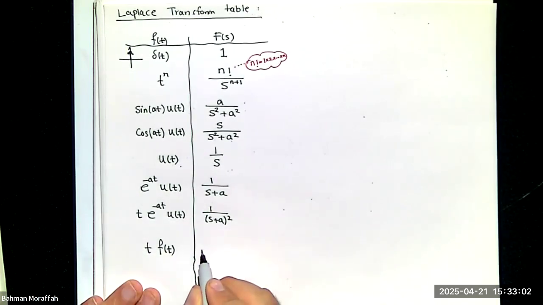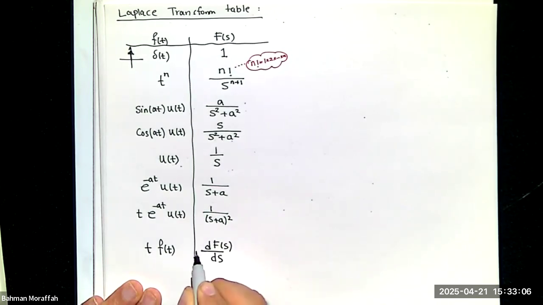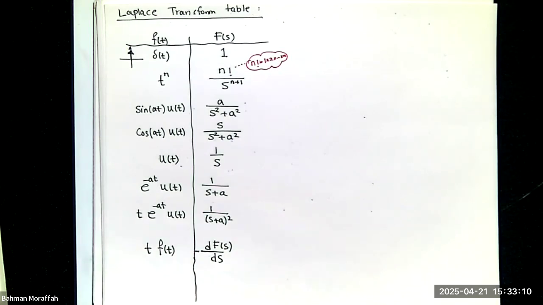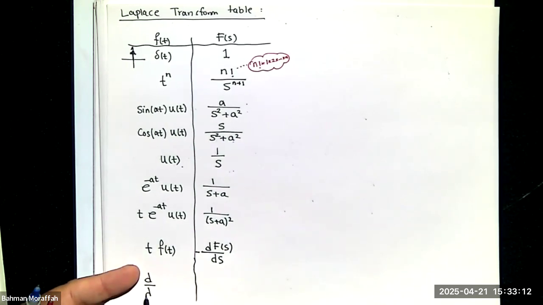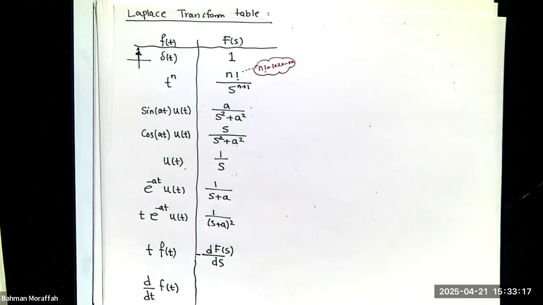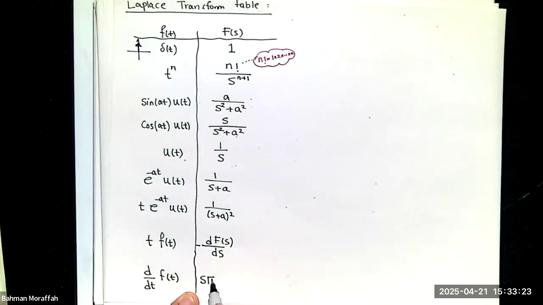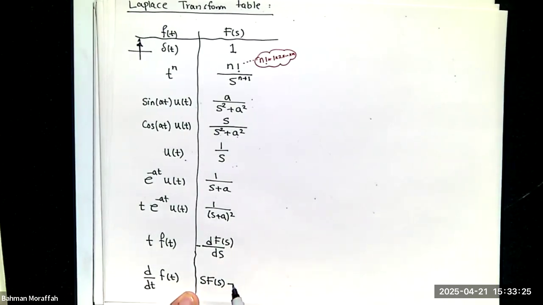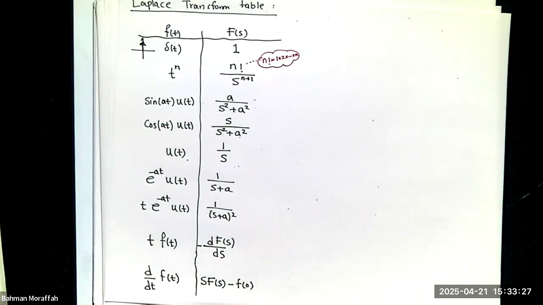In the general case, if I have any function f of t and multiply it by t, it's the same as taking the derivative of f of s with respect to s with a negative sign. And if I take the derivative in the time domain, in the s domain it's similar to multiplying by s. So I have s times f of s minus some constant, f evaluated at 0.